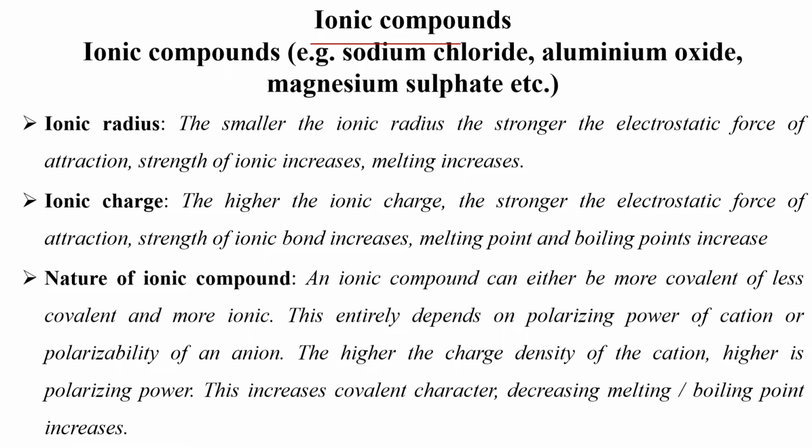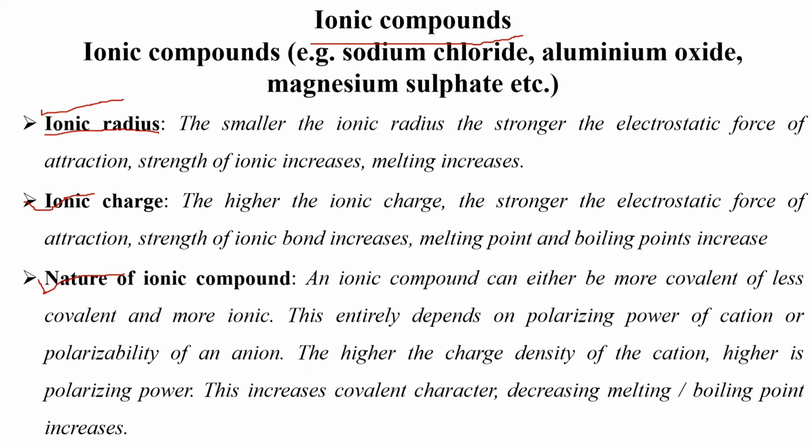Now for ionic compounds, ionic compounds are those formed from ionic bonding containing a metal and a non-metal. So they are affected by what we call ionic radius, ionic charge, then the nature of the ionic compound. By nature we mean either the ionic compound is more covalent or more ionic, dependent on the polarizing power of the cations that are found in them.